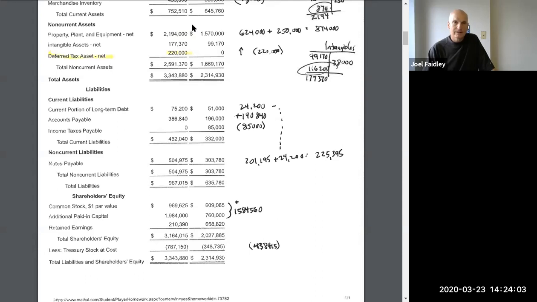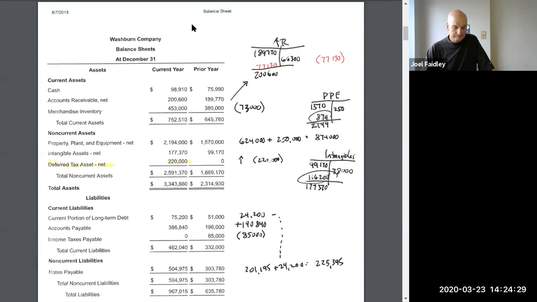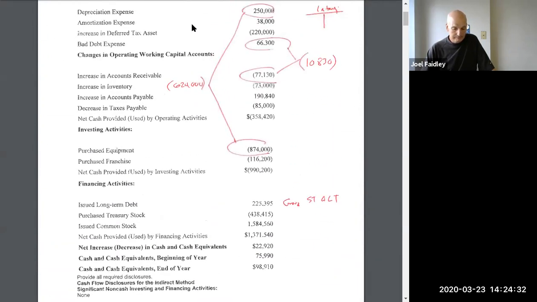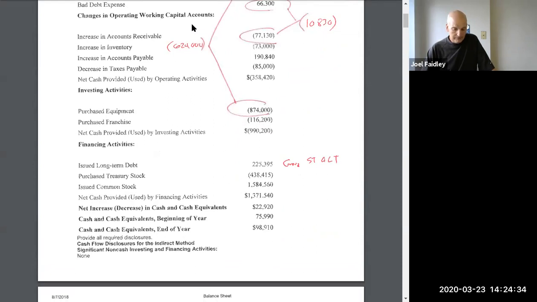So that is what? That's a reduction of equity. All right, so that's got to be a negative. Think about it. You're buying treasury stock. How do you buy treasury stock? Through cash. So there's my 438,415. And then this part about common stock and paid-in capital, adding those two together, looks like you sold some stock, didn't you? Well, you sell stock, you what? You actually have an increase in cash of 1,584,560. All right. And there it is, 1,584,560. Treasury stock, all right.